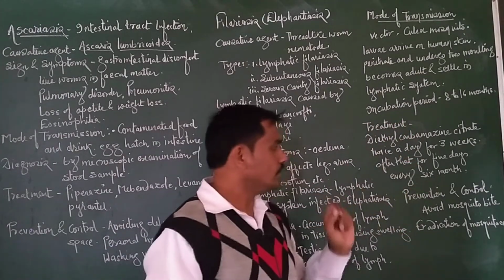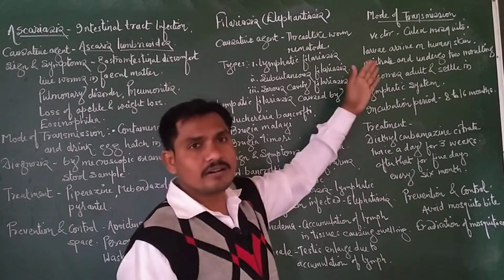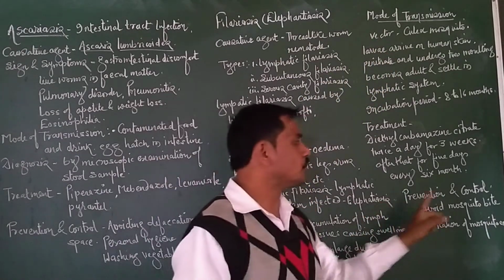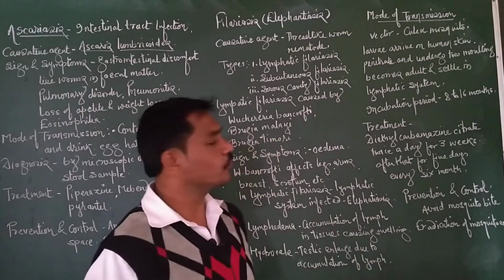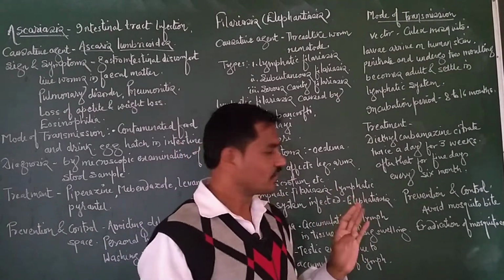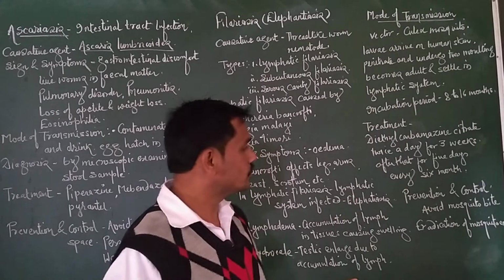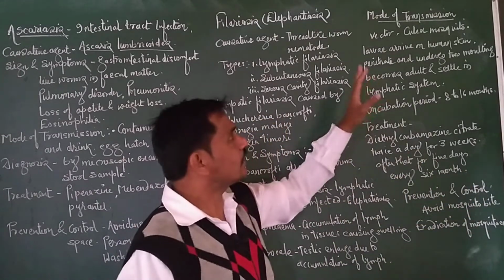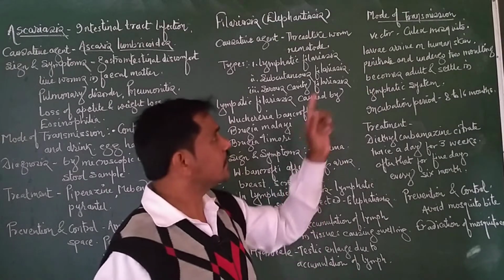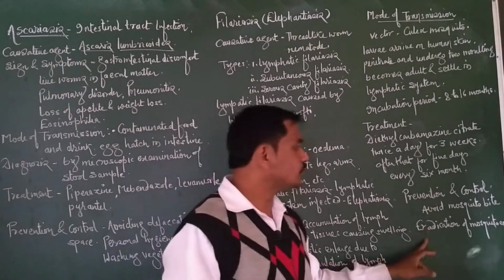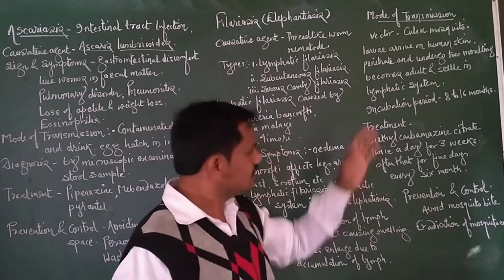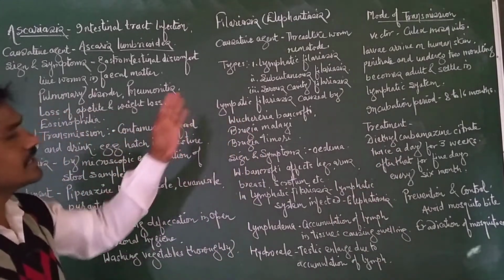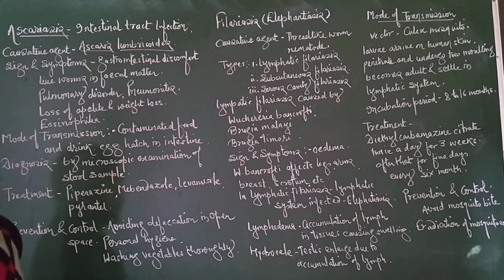Prevention and control: this disease is transmitted by the vector Culex mosquito, so we should avoid mosquito bites by using mosquito repellents or nets. And we should carry out eradication of mosquitoes, because it is a vector-borne, mosquito-borne disease. These are some preventive and control measures for filariasis or elephantiasis.